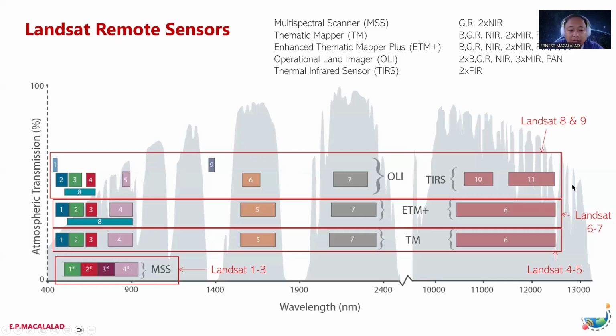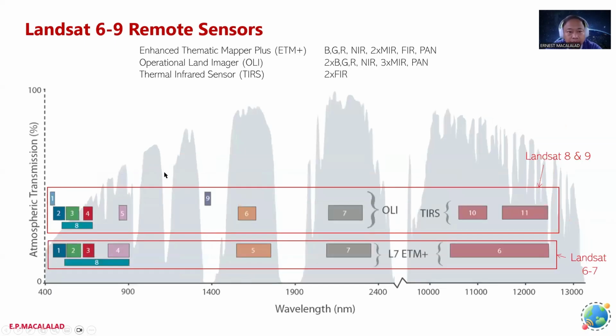So these are the 9. Landsat 6 and 7 has 8, and Landsat 4 and 5 has 7. And the first series of Landsats, Landsats 1 to 3, have four wavelengths only. Okay, so this is for the newer ones, Landsat 6 and 7, and then Landsat 8 and 9.